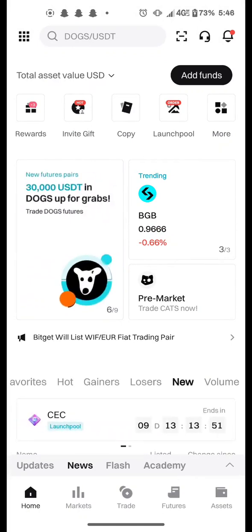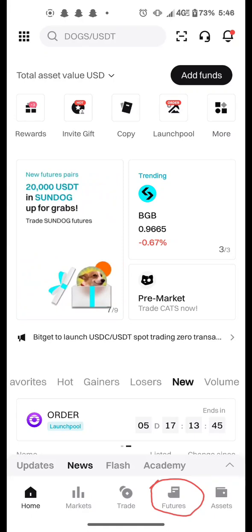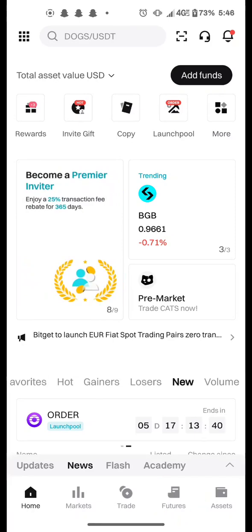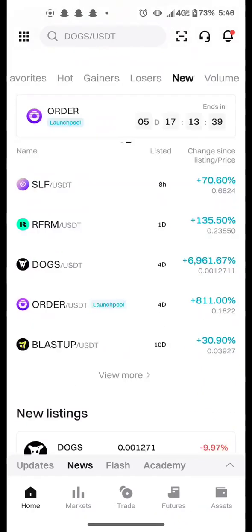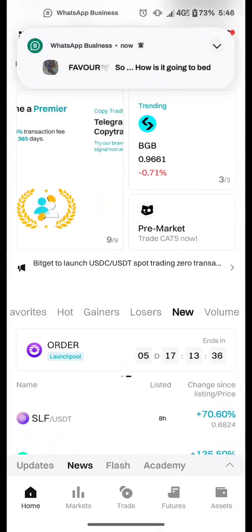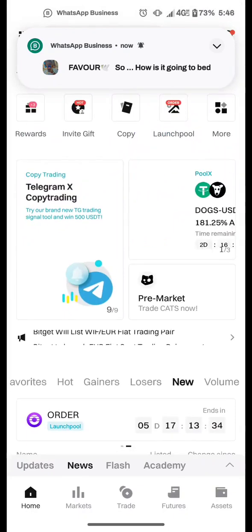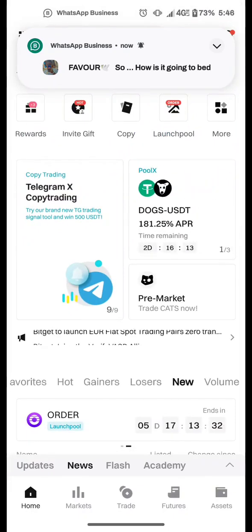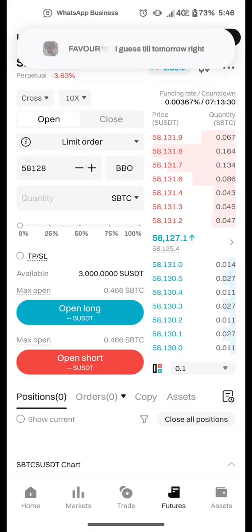Now, from what we have here, the first thing you do is go to features here. If you have credited your account with the capital you want to use, and if you don't know how to do that, I'll drop another video for that. Let me continue with this. When you have your capital in, I just tapped on features here.